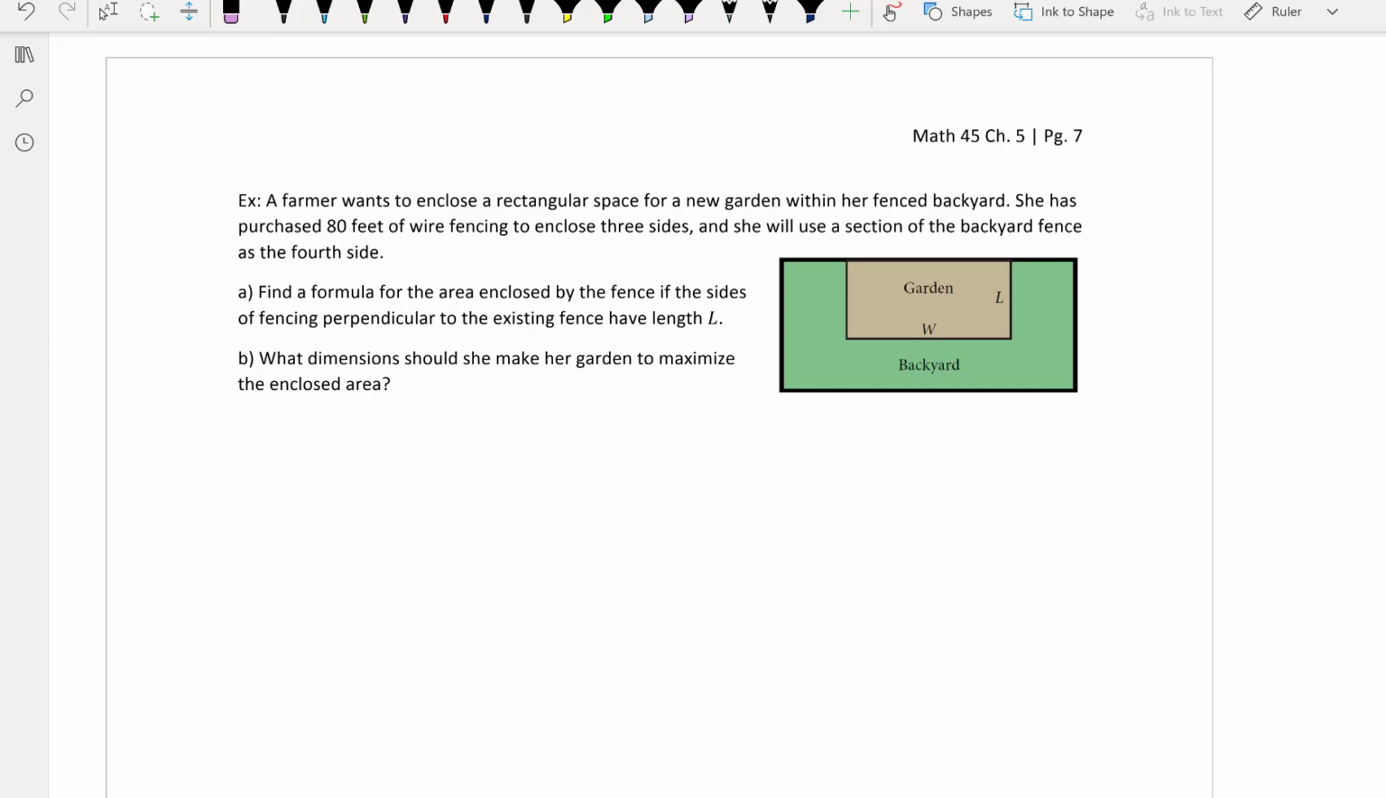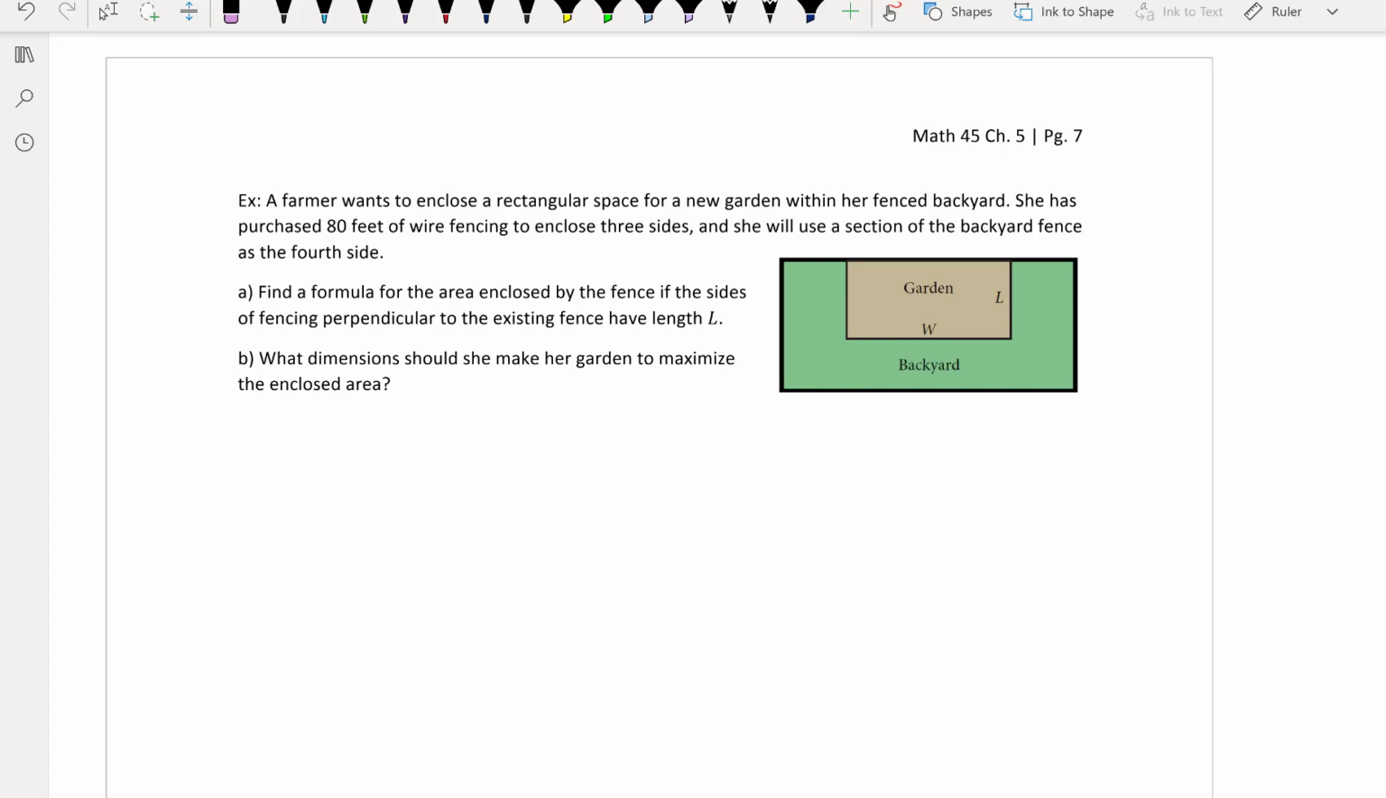So this word problem states, a farmer wants to enclose a rectangular space for a new garden within her fenced backyard. She has purchased 80 feet of wire fencing to enclose 3 sides, and she will use a section of the backyard fence as the 4th side. What's really nice about this word problem is that we actually have a diagram to help us understand what's going on in this situation. So let's see what it's asking us to do.